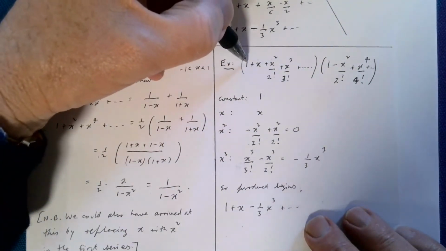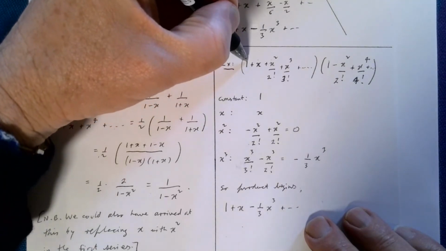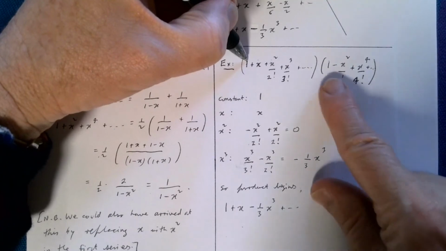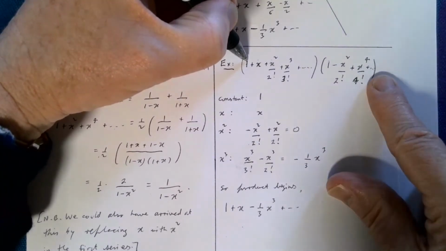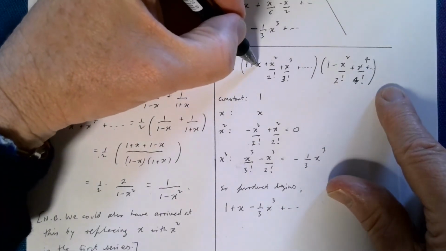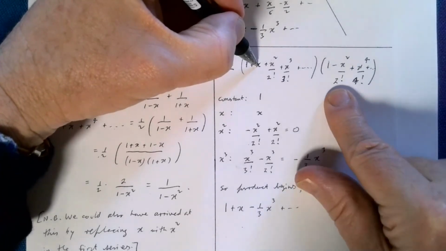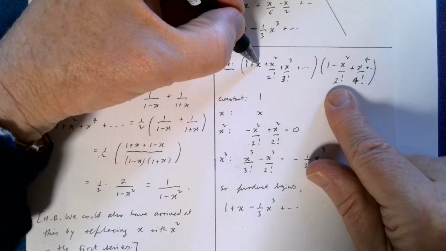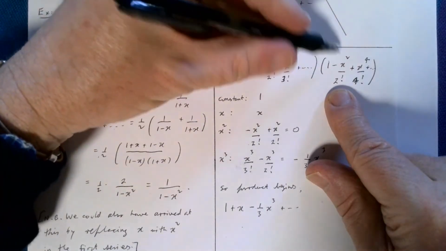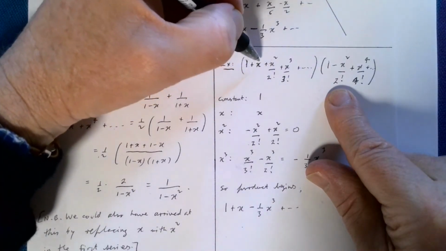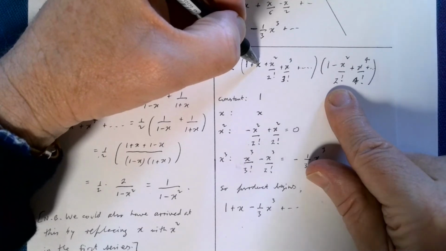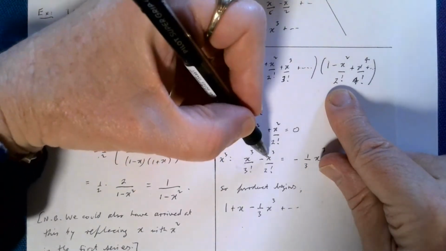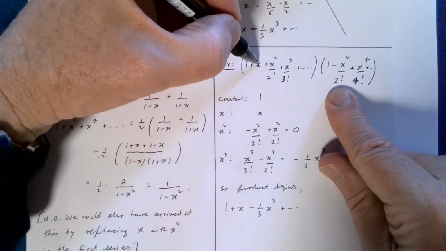How do I get an x cubed term? Well, if I take a 1, there's no x cubed terms. If I take an x here and multiply it by an x squared term, then it'll give me an x cubed. So I'll get that term there multiplied by this term. And that will give me minus x cubed on 2 factorial. So that's that one here actually. So minus x cubed on 2 factorial I'll get from there.